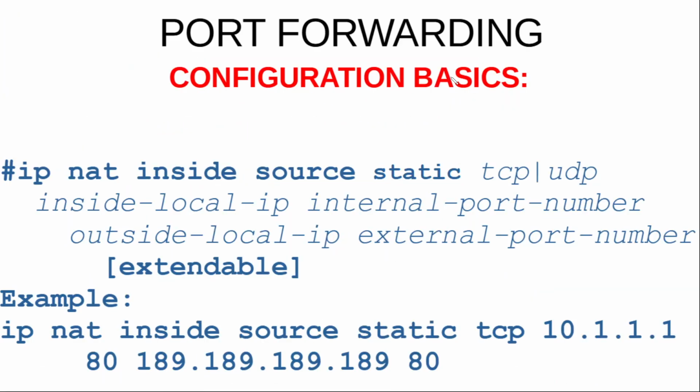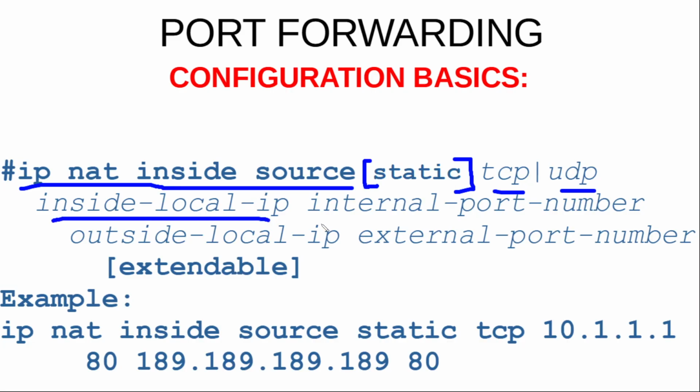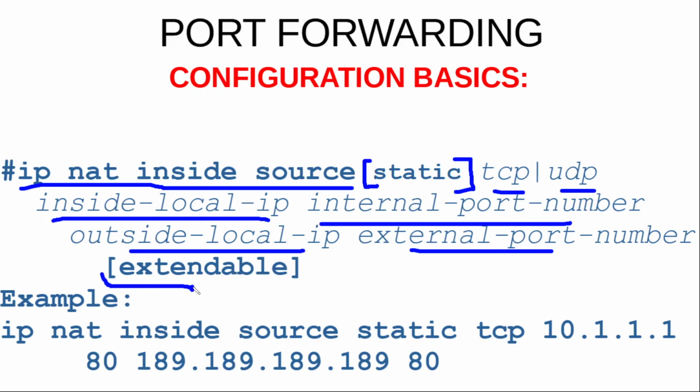Now, in order to configure port forwarding, you're going to use ip nat inside source and then static, but we are going to use TCP or UDP mappings. We are going to have to set the inside local IP, the internal port number, the outside local IP, and the external port number. You can use the extendable feature as well.